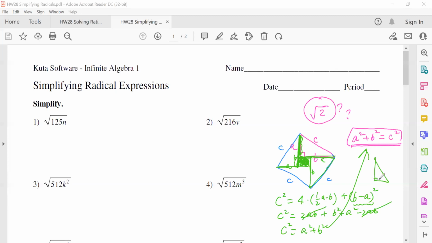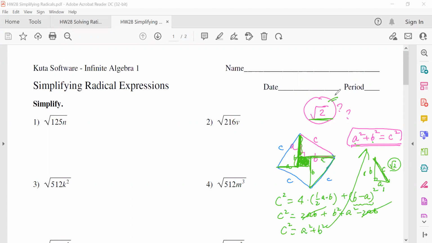This is a right triangle. One side is a, the other side is b. They have this kind of relationship. When one side is 1 and the other side is 1, what about c? c is square root 2, right? 1 squared plus 1 squared equals 2, which equals c squared. So the hypotenuse would be square root 2.